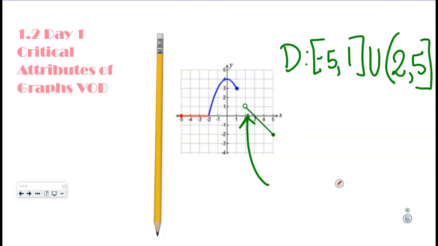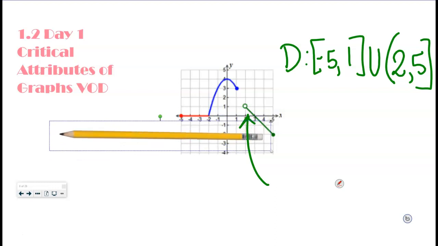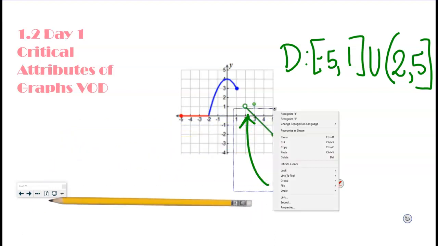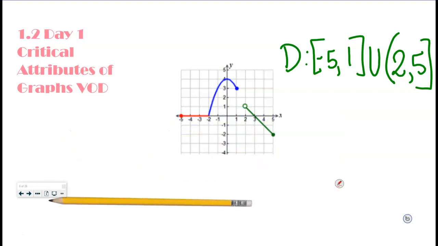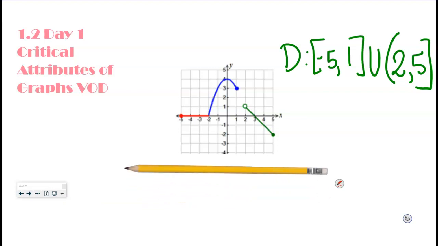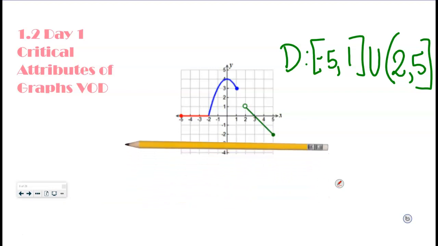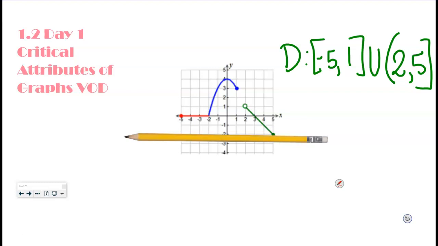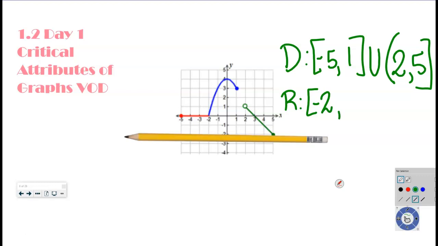All right, so let's talk about range. Moving my pencil sideways. Let me get him out of the way. I don't need that extra annotation. All right, bottoms up. Here we go. Scanning, scanning, scanning, boom. The first y value I land on is a -2. So I'm going to write range. Starts with a -2, and it is a closed circle.